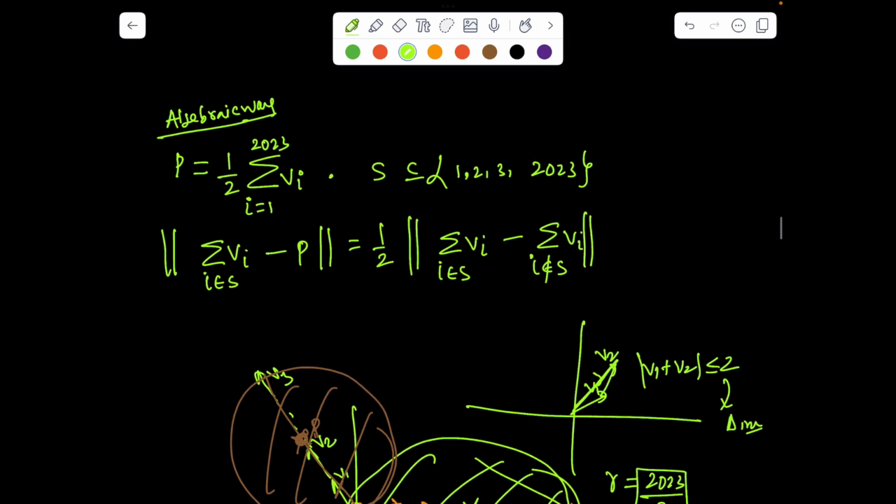This is quite clear because suppose I take a subset, let's say S equals a subset S1 is 1, 2, 3. So under that condition, what will I write?